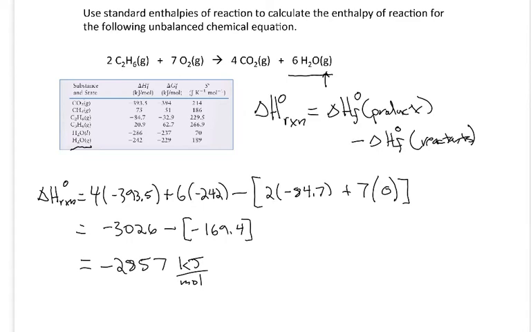And it's always good to ask if our result makes sense. And this is a combustion reaction. I'm reacting a hydrocarbon with oxygen to form carbon dioxide and water. So I'd expect that this gives off a lot of heat. And I have a large negative enthalpy of reaction. So this is a very exothermic reaction, as we would expect.